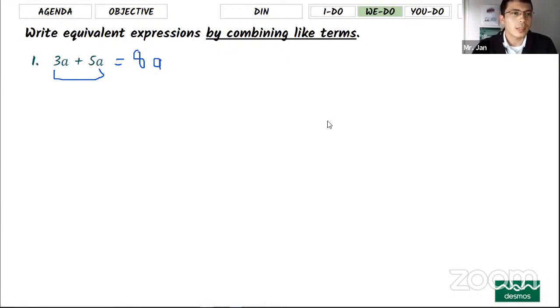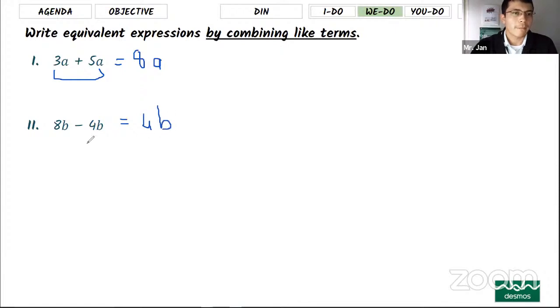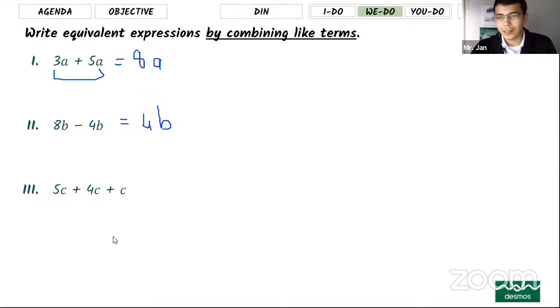For the next one, let's see. What do you think? 4b. So it's going to be 4b. You just need to subtract the numbers and put the same variable right next to it. And next one. What do you think now? It's getting a little bit more tricky.